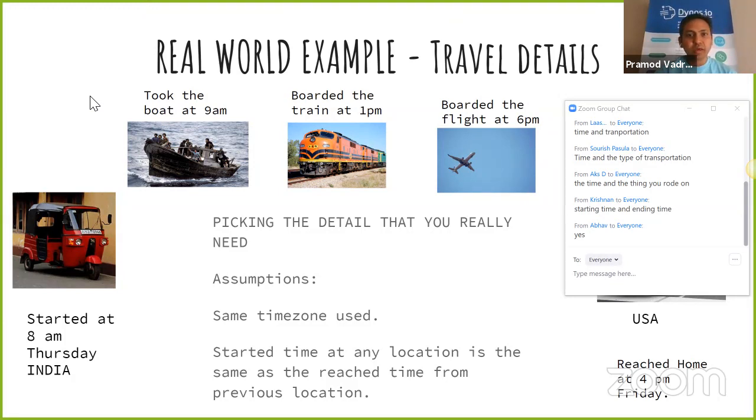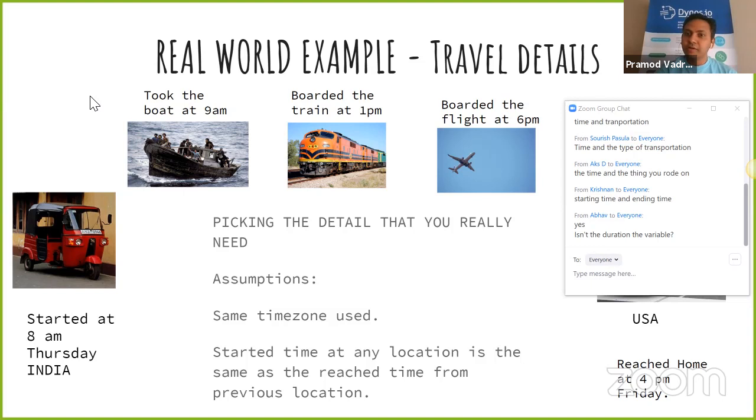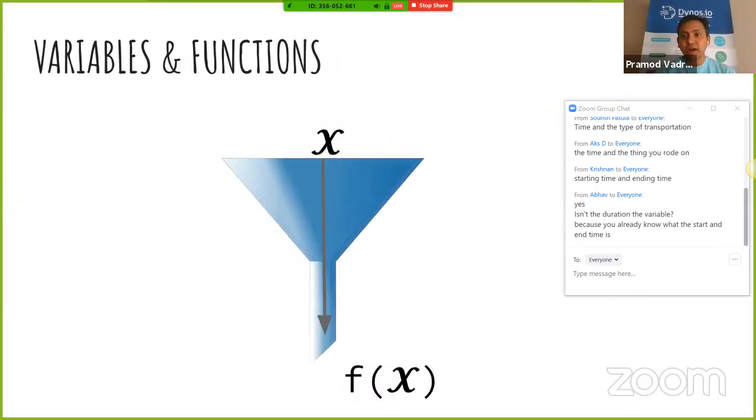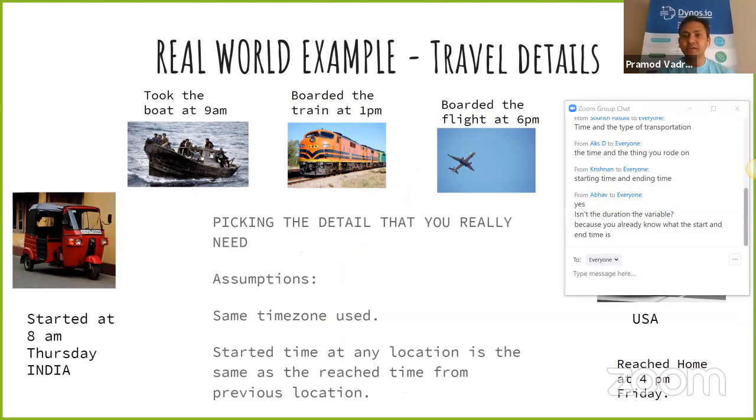Isn't the duration the variable? That's a good question. The answer is no. Anybody knows why? Because you already know what the start and end time is. Yes. The duration derives from the starting time and ending time, right? It's actually derived. So the variable is the most abstract element. Okay, that's called variable. So duration is not a variable.